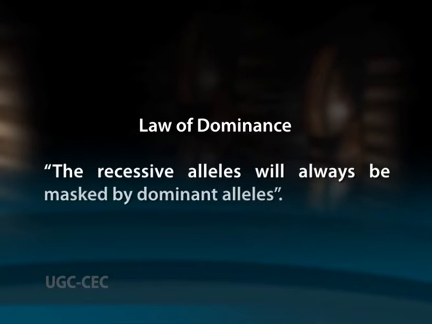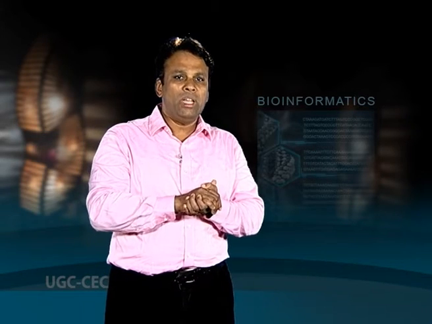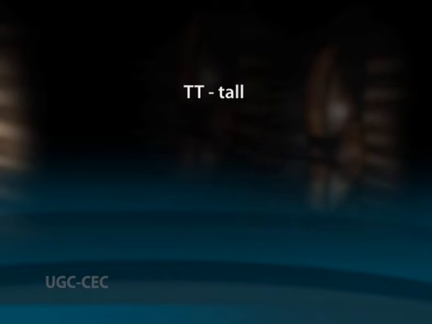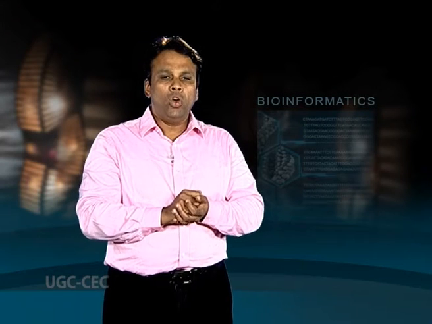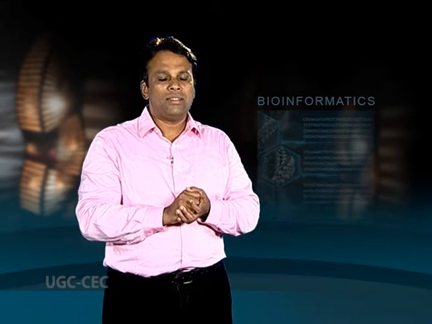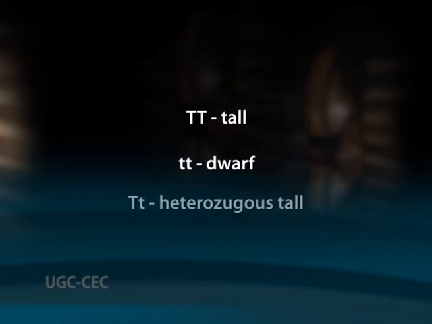According to Mendel, the law of dominance stated that the recessive alleles will always be masked by the dominant allele. Therefore, a homozygous dominant plant, that is capital TT, which represents the tall, is crossed with a homozygous recessive small tt, which represents the dwarf plant. The dominant phenotype will always express as capital T, small t, which is the heterozygous tall one. That means the tall character is controlled by a pair of different alleles, that is capital T and small t.